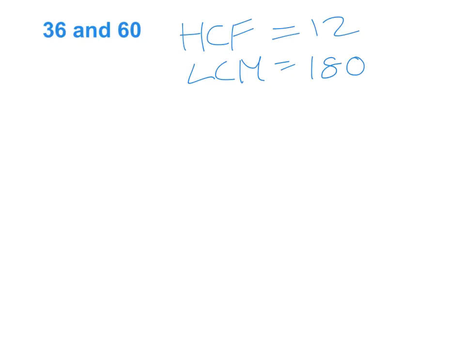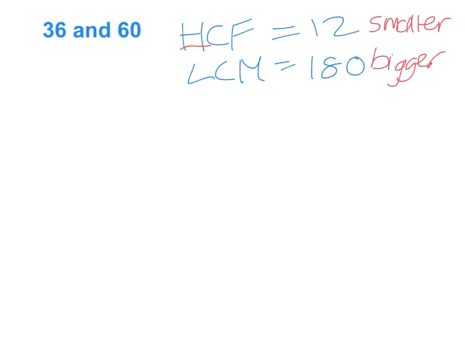You'll note that the highest common factor, although it has the word highest in it, is always smaller than or equal to the lower of the two original numbers. Lowest common multiple is always bigger than or equal to the bigger of the two numbers. Please make sure that you do not get those terms mixed up.